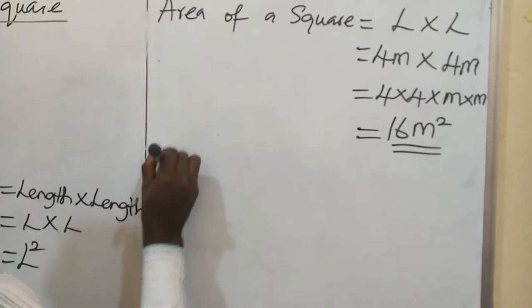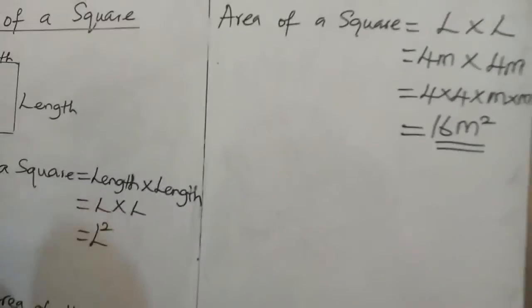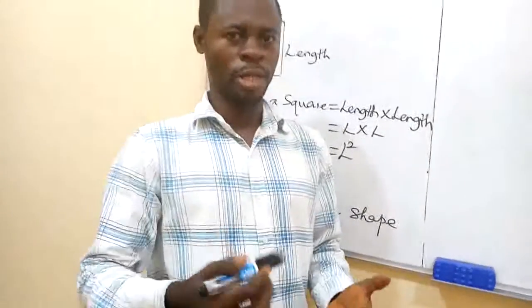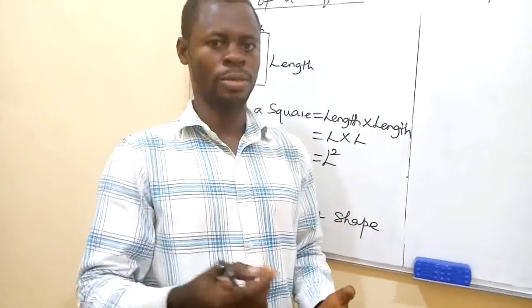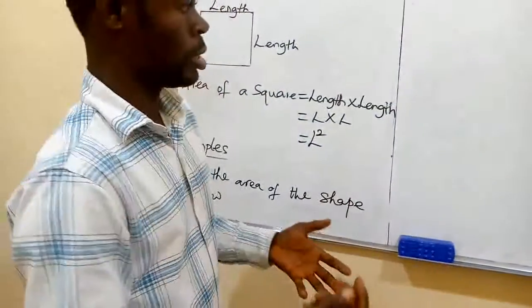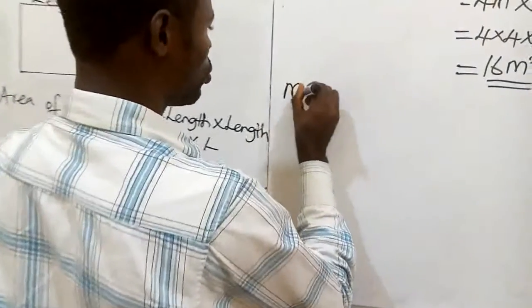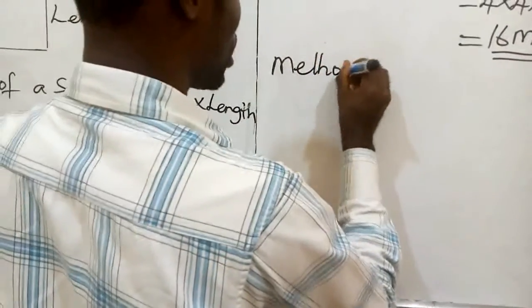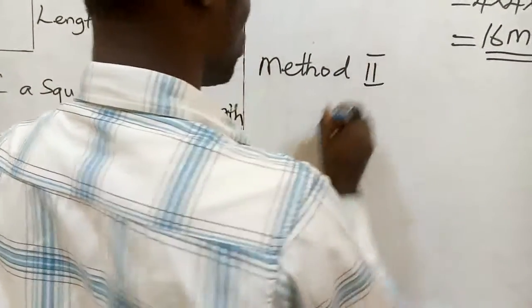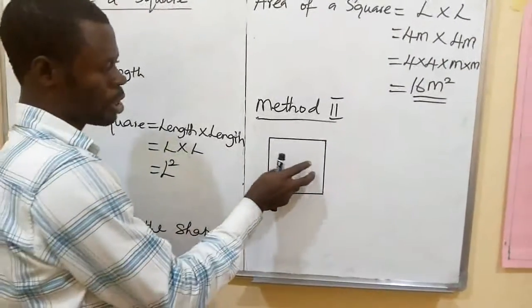Before we write this, let's take method 2, which is called the counting the squares method. We used it in our last class, and we're going to use it again. I hope you remember what we did in that method. So now we're going to look at method 2, the counting the squares method.